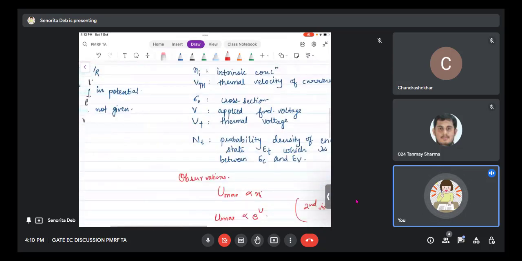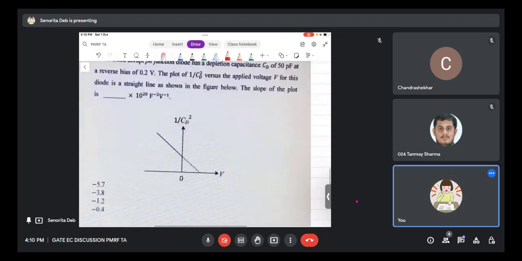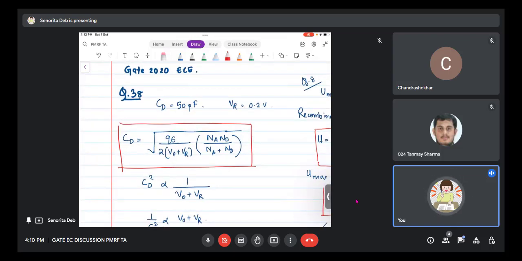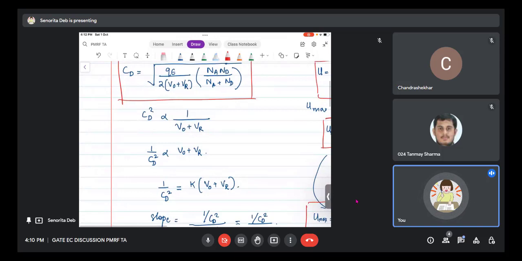Now in your question, they have shown you a graph, which is 1 upon CD square with respect to V, right? So now you have this formula, and from here you can find CD square, which I have written. So CD square is inversely proportional to V naught plus VR. Okay, and therefore 1 upon CD square is proportional to V naught plus VR, and your graph is what? The graph was 1 upon CD square, and here it was V, right? So that is why I have written it in this form.